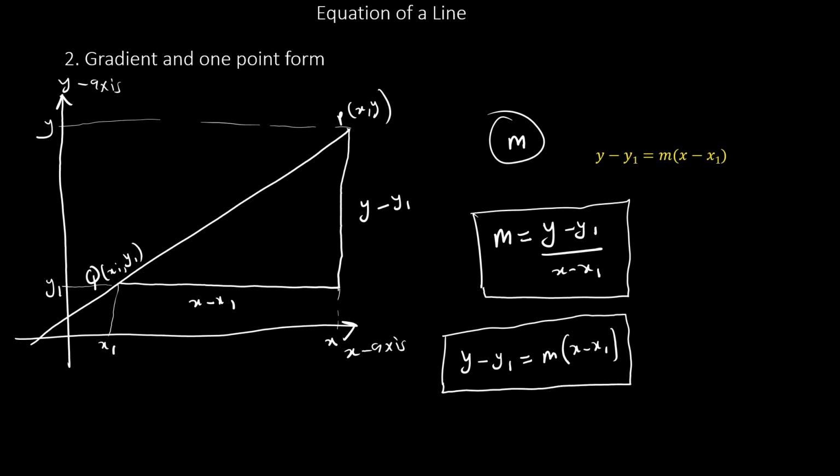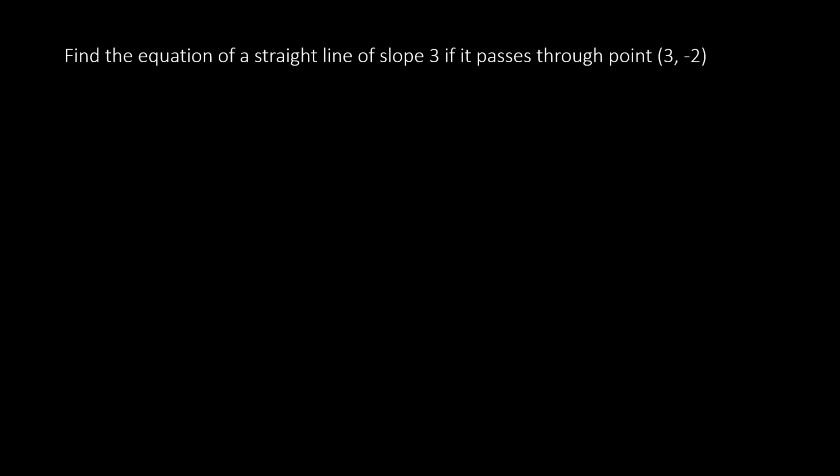Let's look at some examples. Find the equation of a straight line of slope 3 if it passes through the point (3, negative 2). This is an example of what we looked at in the previous slide. We are given the slope, which is the gradient, and also a point, and we have to find the equation of a straight line. The formula we looked at was y minus y1 equals m times (x minus x1), for finding the equation of a straight line where we have one gradient and one point.